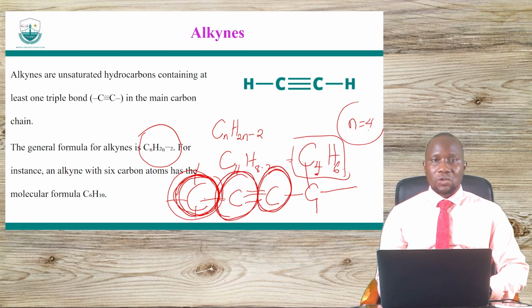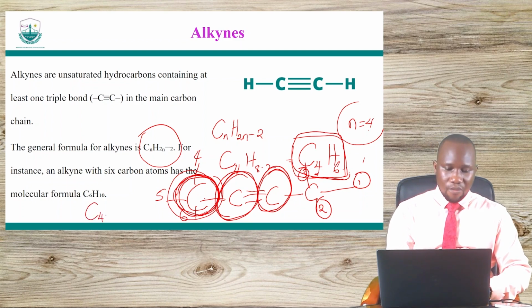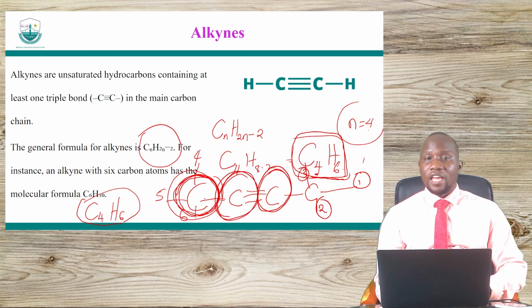So how many hydrogen atoms do we have? Yeah, so let's count. This is 1, 2, 3. This one will not have because it is full. This one will not have because it is full. 3, 4, 5, 6. Does it come out? Yes. You can see that. So it is C4H6, right? That is what we have just found out, if the n is equal to 4.